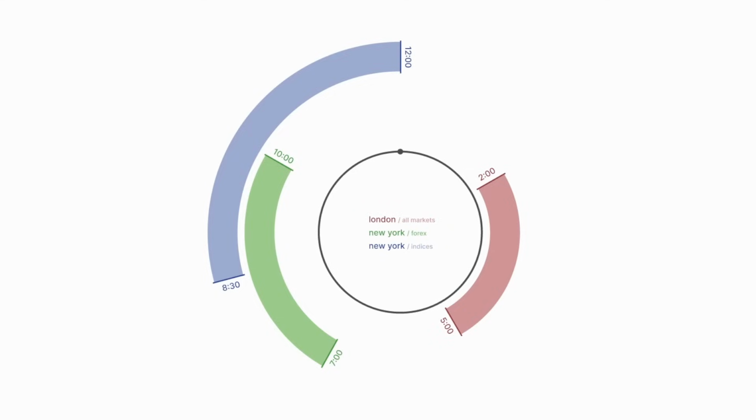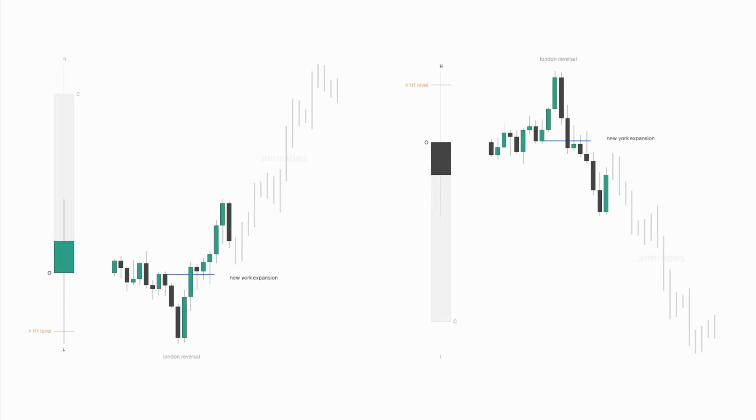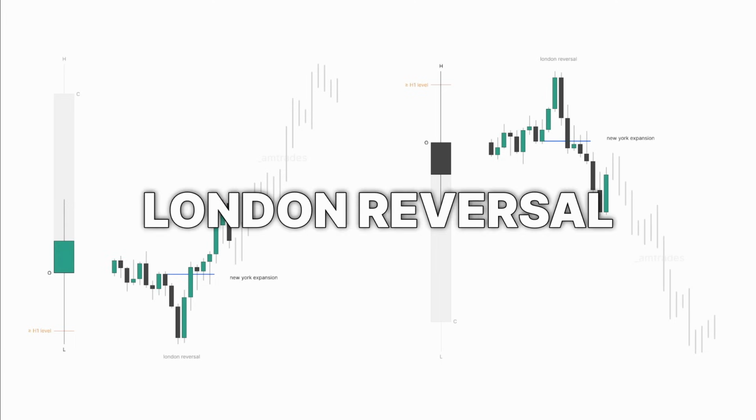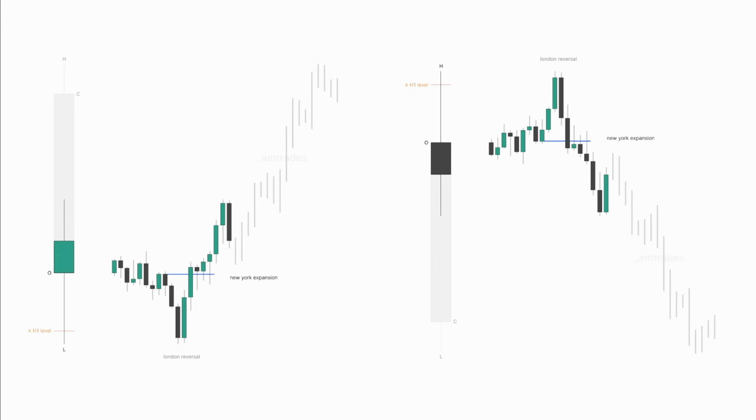These are the general time windows we want to see intraday reversals and expansions take place, but there's still some leniency on either side. With that being said, we can now get into explaining the first daily profile out of the 3, which is the London reversal. This is a profile where the intraday high or low is formed during London session, where price reverses and allows New York to expand in the opposing direction.